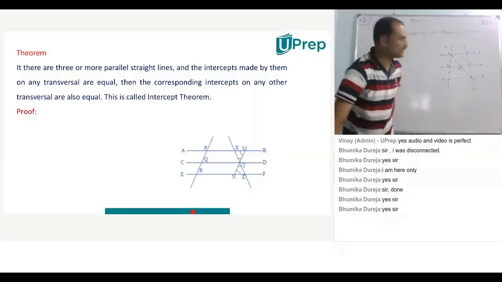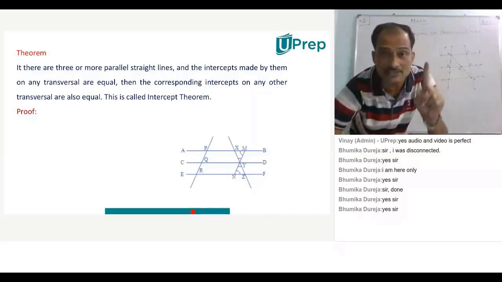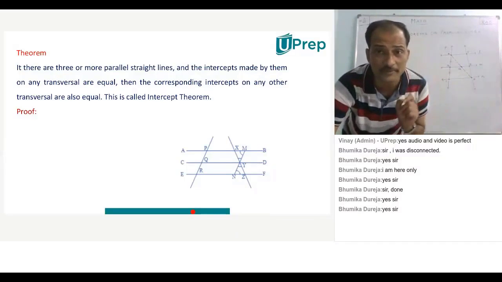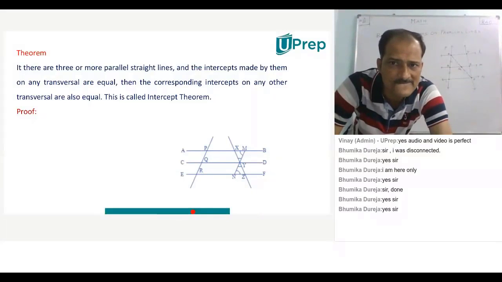So BG will bisect AF by the converse of the midpoint theorem. What is the converse of the midpoint theorem? Do you know what is the midpoint theorem and the converse of the midpoint theorem? Do you all know that?